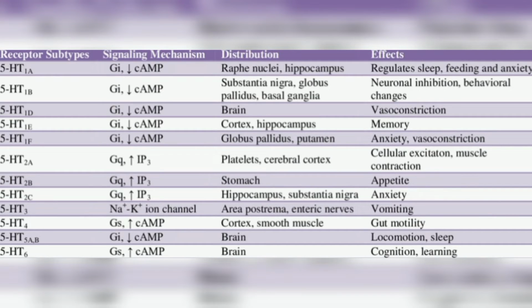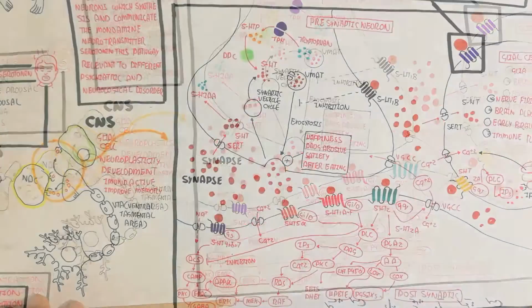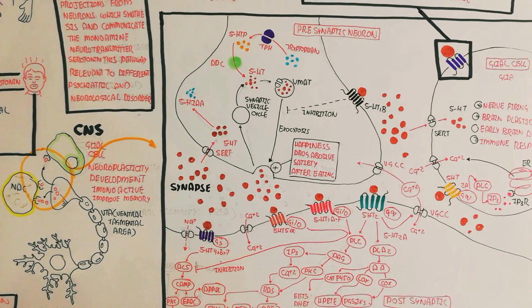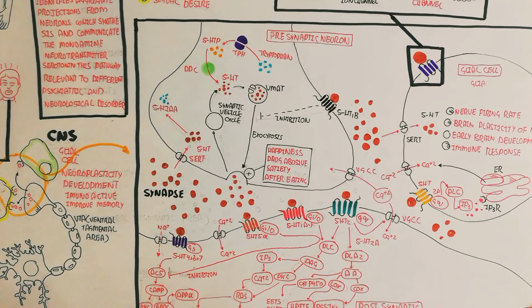So the effects include memory, anxiety, vasoconstriction, cellular excitation, muscle contraction, appetite, vomiting, gut motility, locomotion, sleep, cognition, learning, which are all types of effects, and the regulation of sleep, feeding, and anxiety, neuronal activation, etc., which you can understand. So that is the function of serotonin via our different receptors.